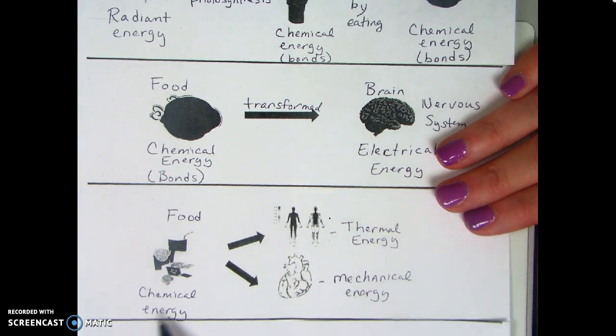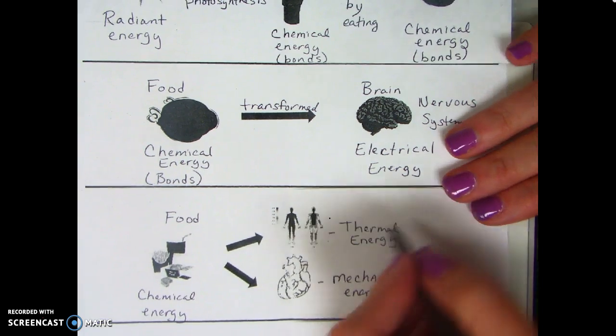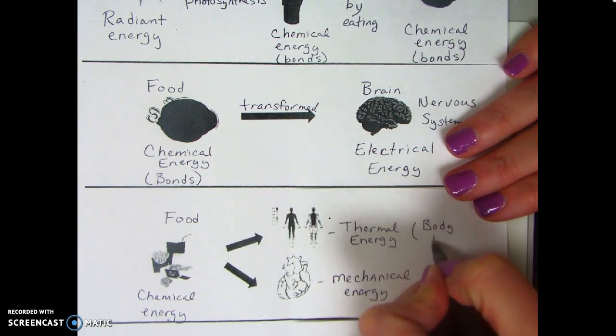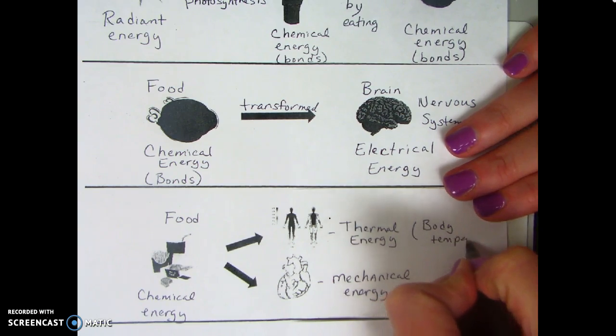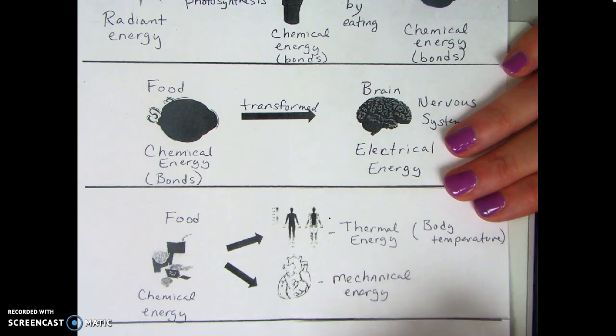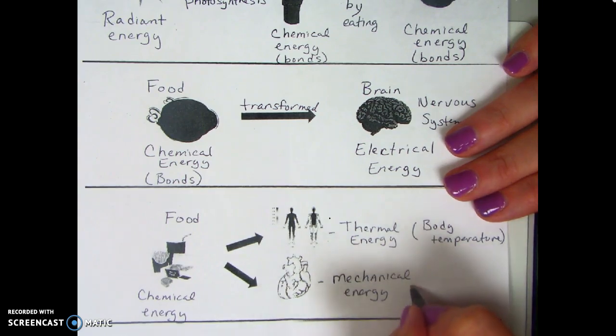So again, chemical energy in your food is converted into thermal energy. Why do you need that? Well, that's your body temperature. And your mechanical energy is motion, like your heartbeat.